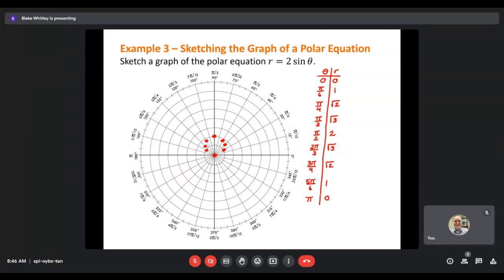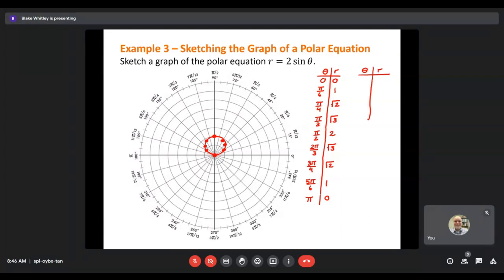Now, it's important that we connect these points in the order that we've plotted them. So notice here, I started with 0, went to pi over 6, then pi over 4, right? I'm putting them in numerical order. And so when I connect these now, we're going to get something that looks like this. Now, I need to keep going just to see what's going to happen if I go into the third and fourth quadrants now. So I'm going to keep going with my thetas and my r's.